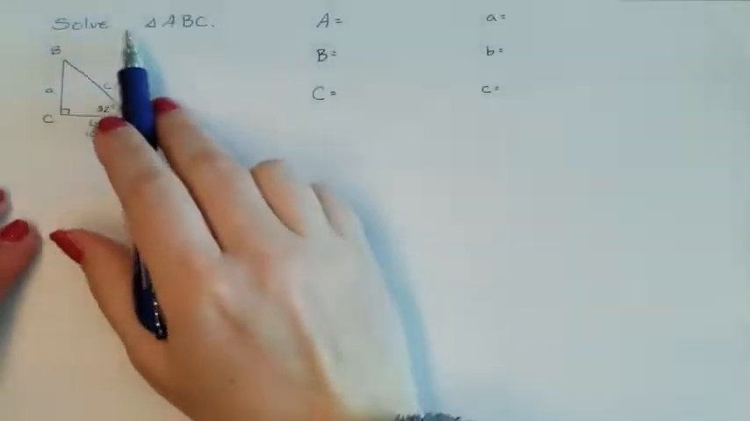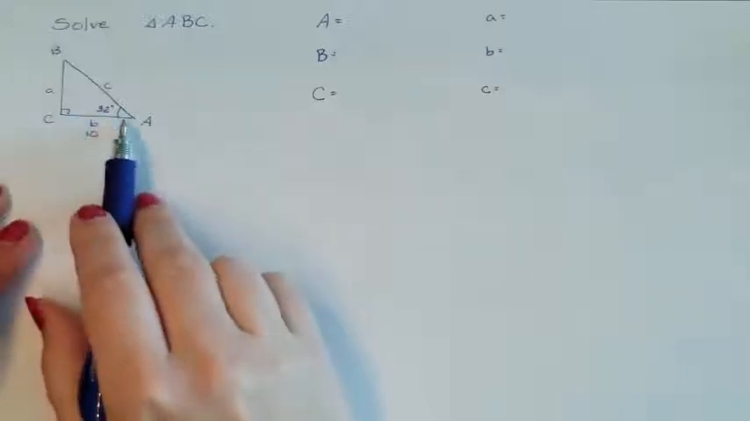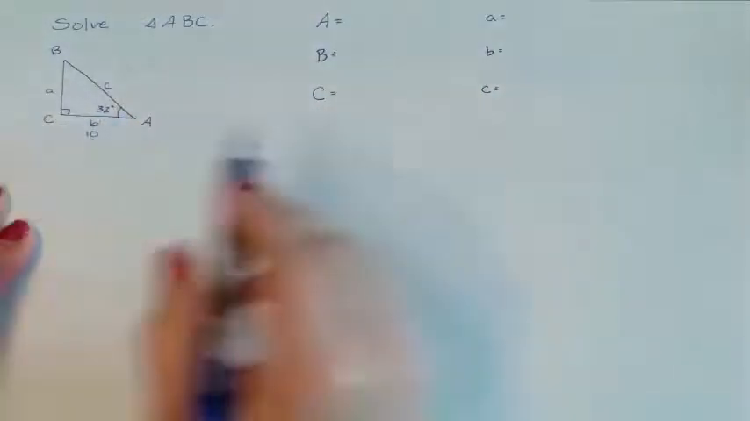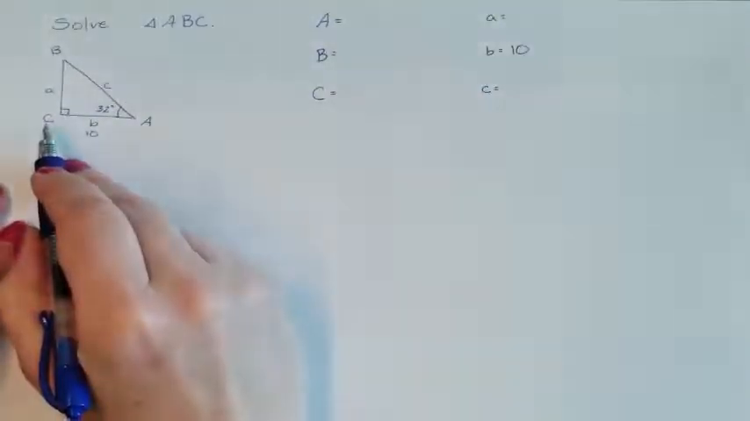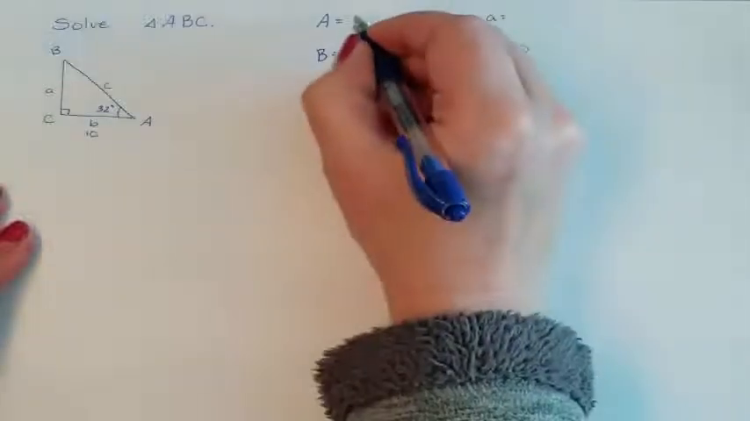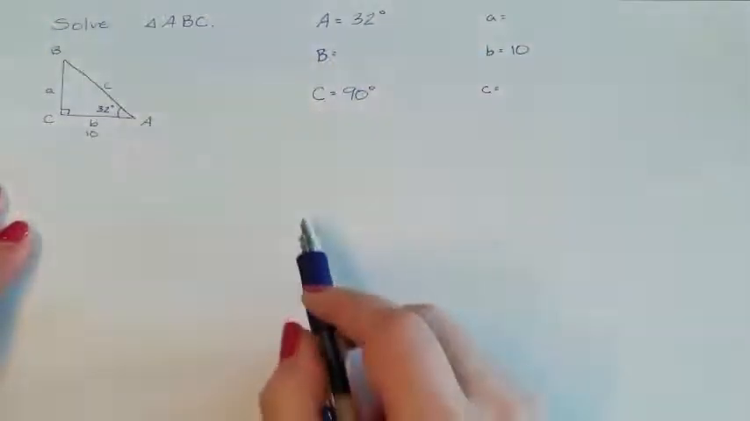So I'm being asked to solve for triangle ABC, which means it gives me only a few measurements and asks me to find all of them. So I have side length B as being 10. I know angle C is 90 degrees, and I know angle A is 32 degrees. I need to find the remaining 3 values.